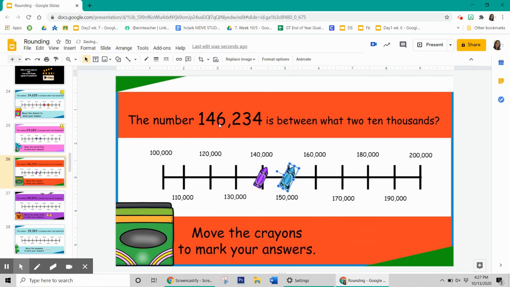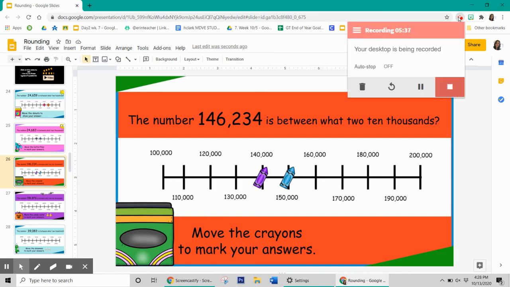So you can even just see how this 10,000s digit here either stays as a 4 or it goes up to a 5. And those are your end caps or your benchmarks. So this number falls in between 140,000 and 150,000. And if you were asked to round it, if you rounded down, you would go down to 140,000. If you rounded up, you would go up to 150,000. And that is how you find your benchmarks to prepare you for rounding.